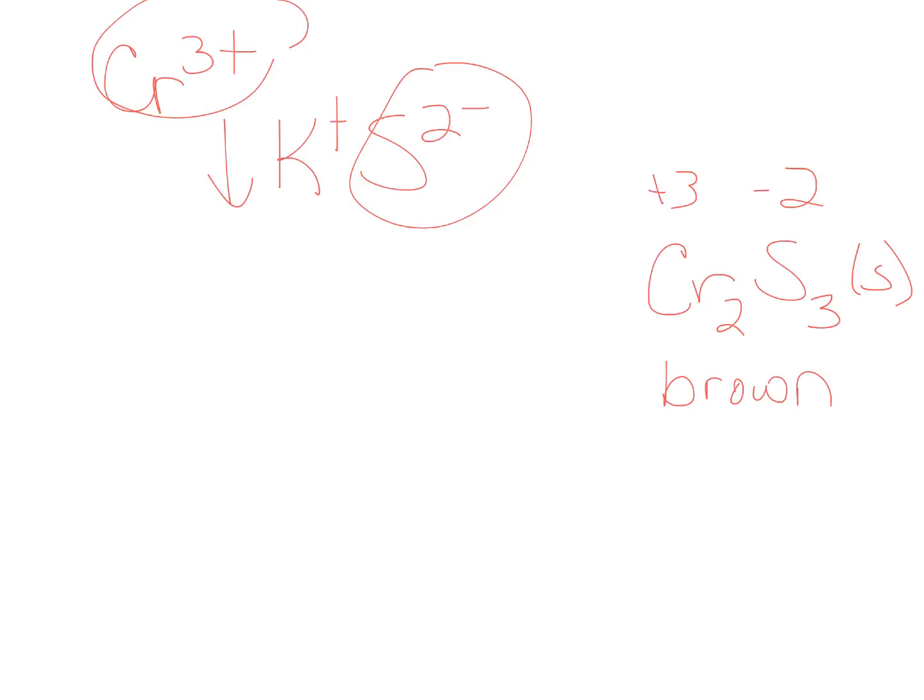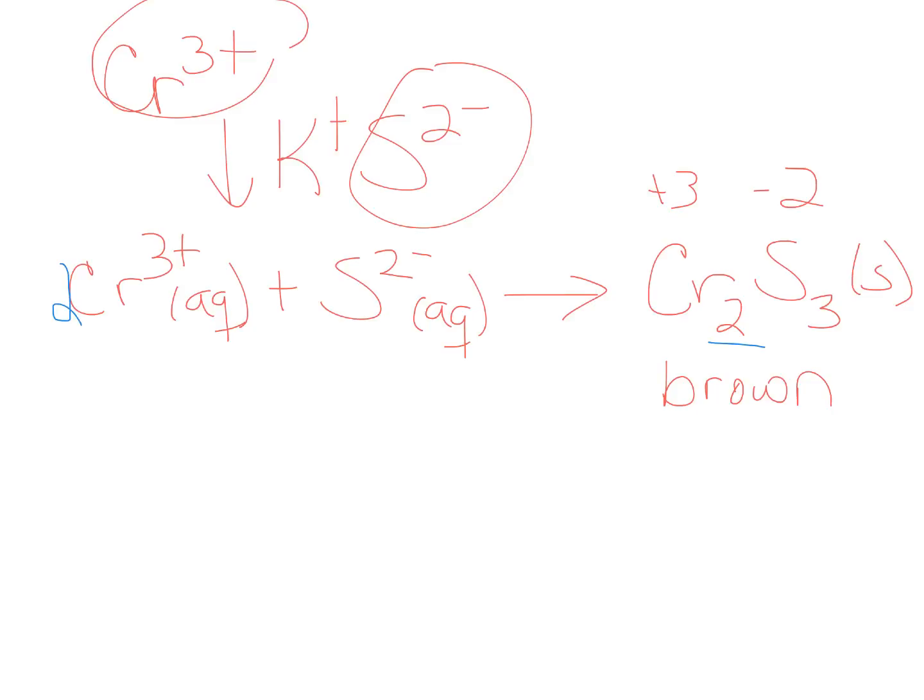Okay, and if I write the net balanced reaction, I have chromium 3+ aqueous and sulfur 2- aqueous meeting to make this solid, but remember to always balance. So there should be 2 of the chromium 3+ and 3 of the sulfide 2-.